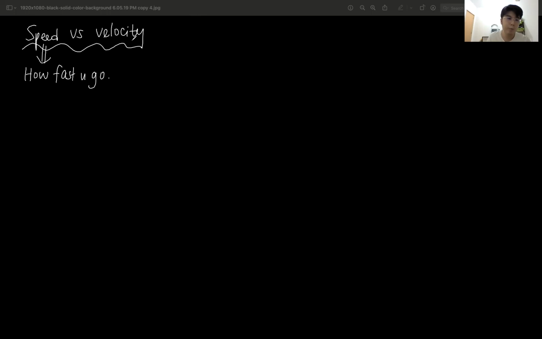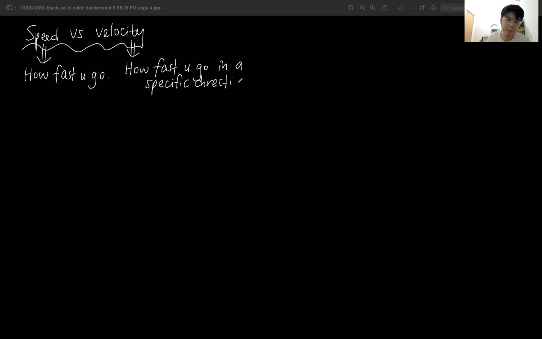Next one, we will look at speed versus velocity. Okay, so we're done with distance and displacement. Now we look at speed and velocity. Now, what is speed? How fast you go. Okay, what is velocity? Put it simply, how fast you go in a specific direction.